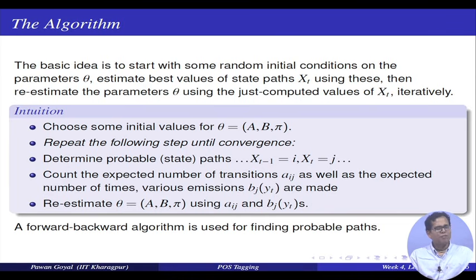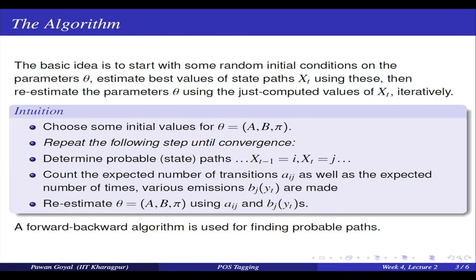Now, once I have these probabilities, count the number of times. What is important is the expected number of times, because we are only computing probabilities, we are not finding the actual paths. So, count the expected number of transitions aij as well as the expected number of times various emissions bj yt are made. Okay. So, using these state paths, can you do that?